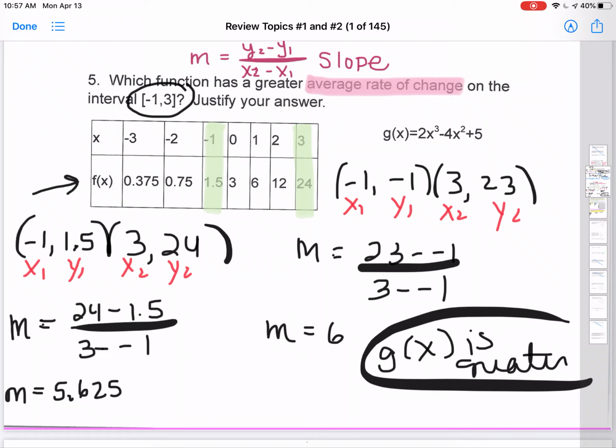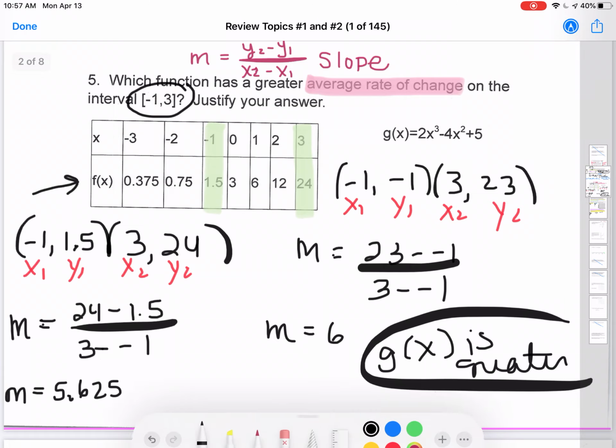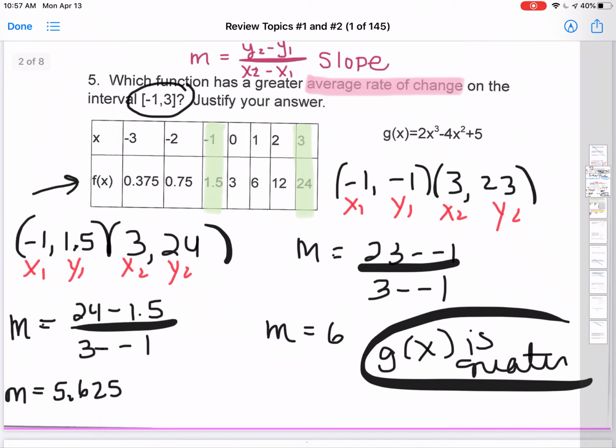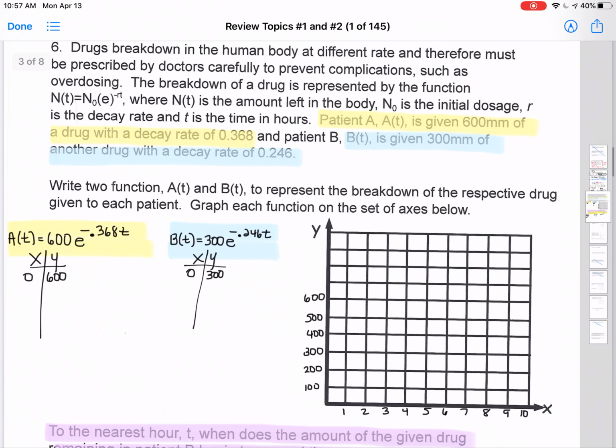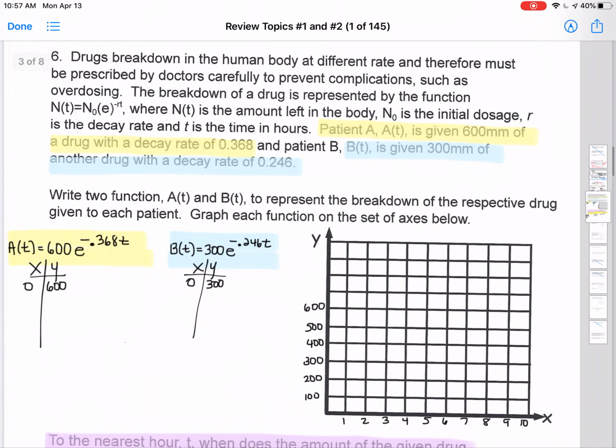All right, number 6. Now, number 6, I'm going to do some of it, but then I do want you doing the rest of it. So I'm not going to do the whole entire thing with you, but I set it up nicely. Okay, so let's look. We've done this so many times before. Drugs break down in the human body at a different rate and therefore must be prescribed by doctors carefully to prevent complications such as overdosing. The breakdown of a drug is represented by this function.